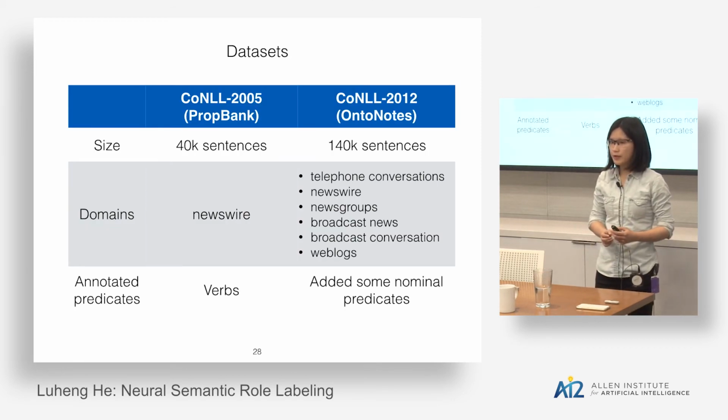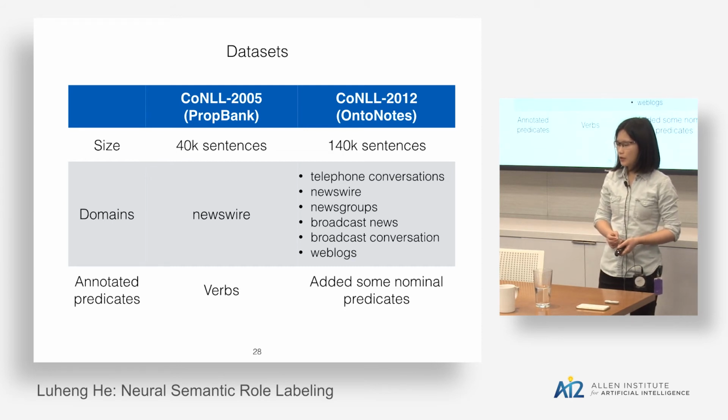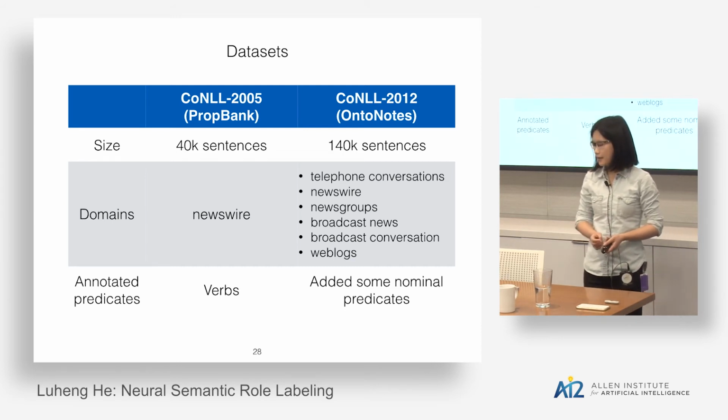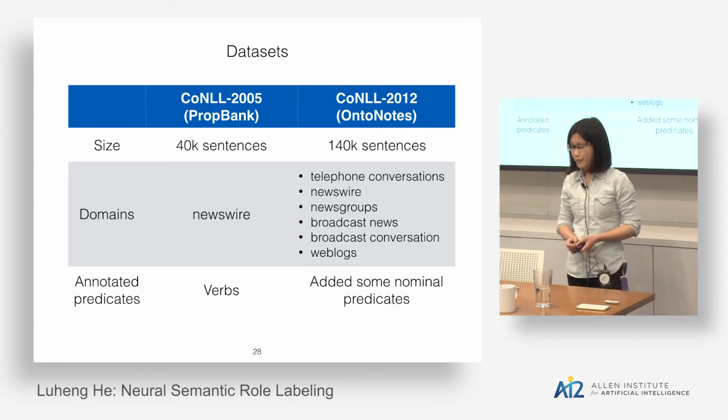We report experiment results on 2 data sets. The first one, CoNLL 2005, is the original PropBank data set. It has the same size as the Penn Treebank, and it only has 1 domain, which is the newswire Wall Street Journal, and all the predicates are verbs. And OntoNotes is a bigger data set with 140K sentences. It has more domains, such as telephone conversations, newsgroups, broadcast news, conversation, weblogs, etc. They also added some nominal predicates for some of the sentences, but not all of them. So basically, it's a larger and noisier data set overall.